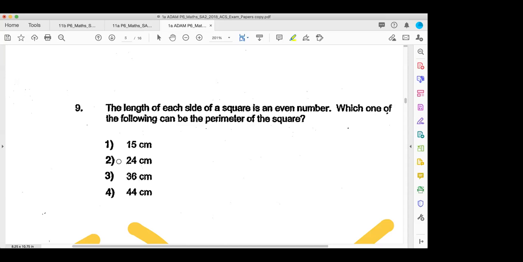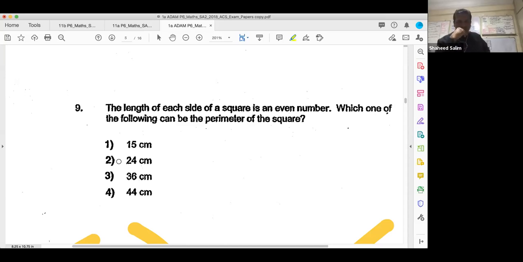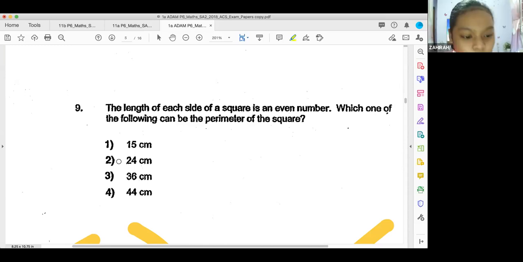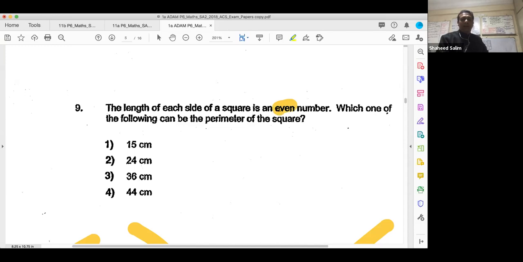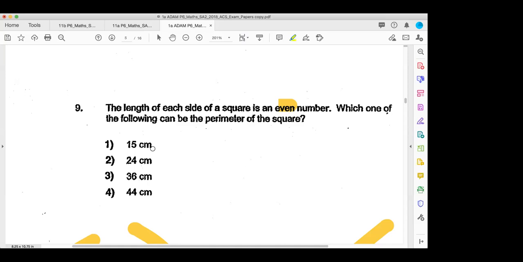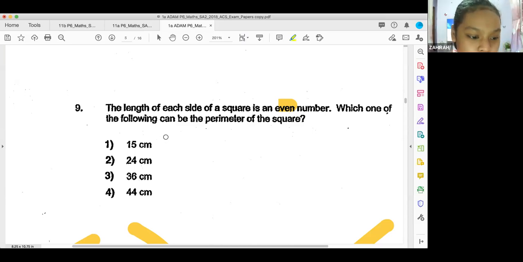My answer is 2. Length. You sure? So what is the length on one side? 4. Both numbers must be even numbers. The length is even. Answer is number 2. Okay, all right, great.